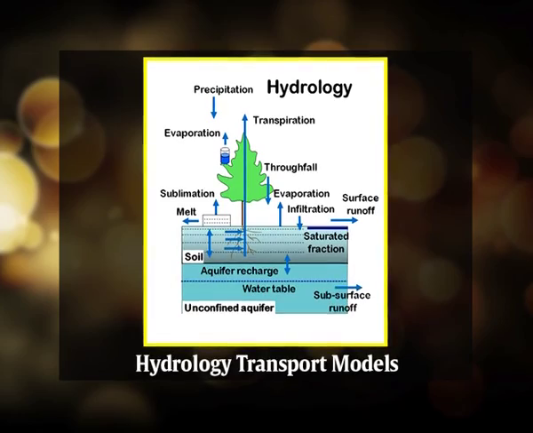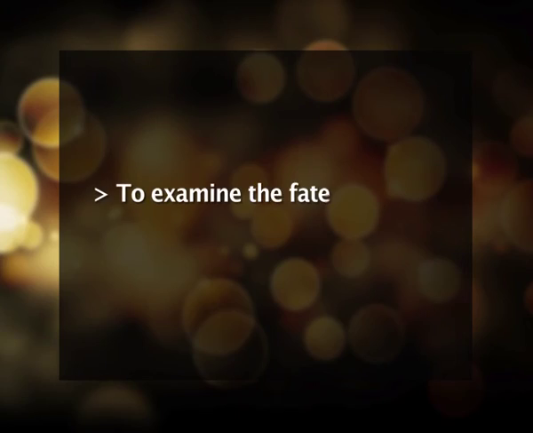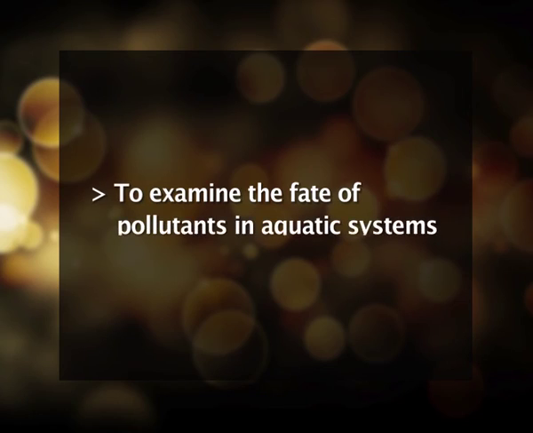Most water pollutants are eventually carried by rivers into the oceans. In some areas of the world, the influence can be traced 100 miles from the mouth by studies using hydrology transport models. Models have been used in many locations worldwide to examine the fate of pollutants in aquatic systems.